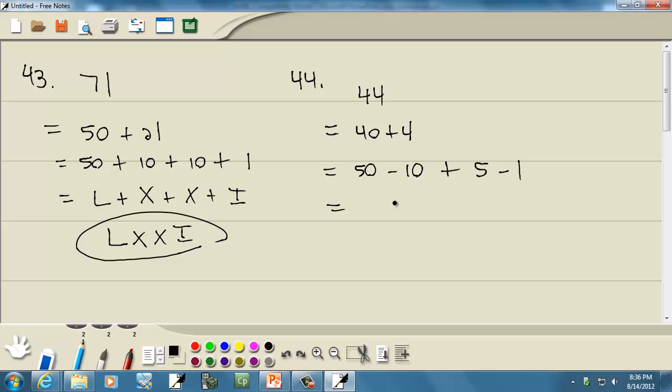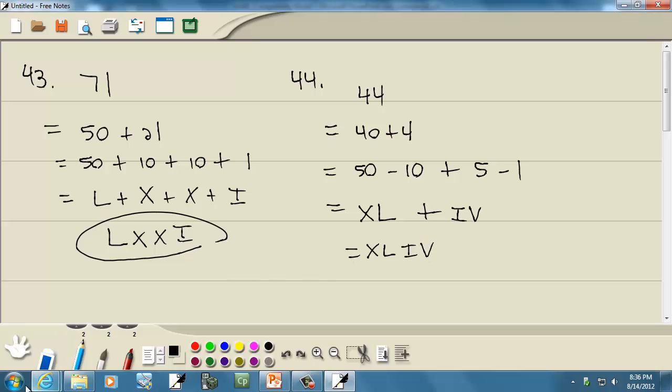So 50 minus 10. If I think what 50 is, what is 50? L. And this would be X. So that would give me my 40. Now this one right here, 5 minus 1. 5 is V, and then 1 would be I, so that'd be 4. So we got XLIV.